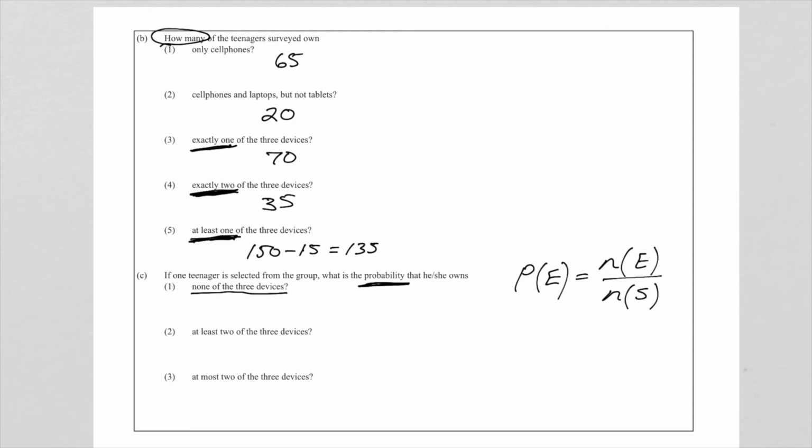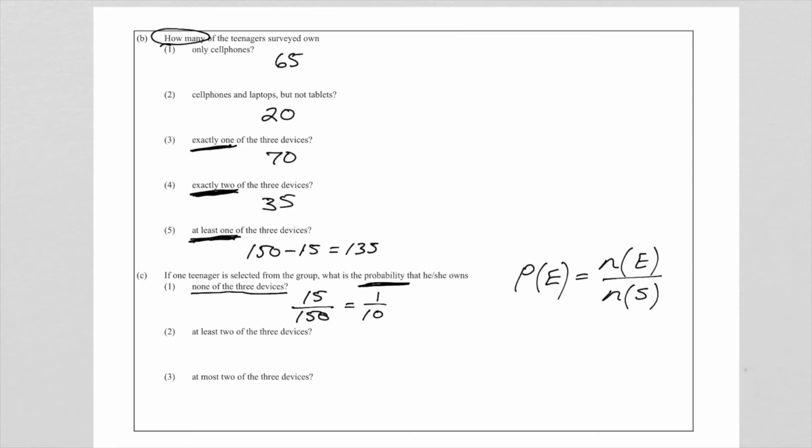So no device is then the 15, but please remember, you must divide by the sample space, which is 150. And then a good habit is to simplify this fraction, which is pretty easy, and it will give you an answer of 1/10. So this is a probability. Remember, probability can never be more than 1 and never less than 0.